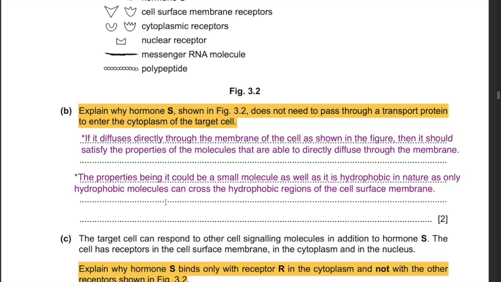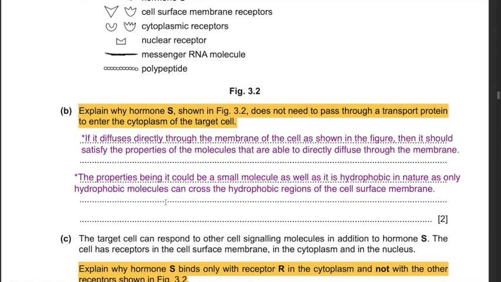Because if you recall, the structure of a cell surface membrane is formed from a phospholipid bilayer, where the hydrophobic fatty acid tails point inwards, that is away from the watery surroundings, whereas the phosphate groups point outwards towards the watery surroundings. Thus, within the cell surface membrane there is a hydrophobic region. Therefore, the molecules that are able to directly diffuse through the membrane should be small and hydrophobic in nature.